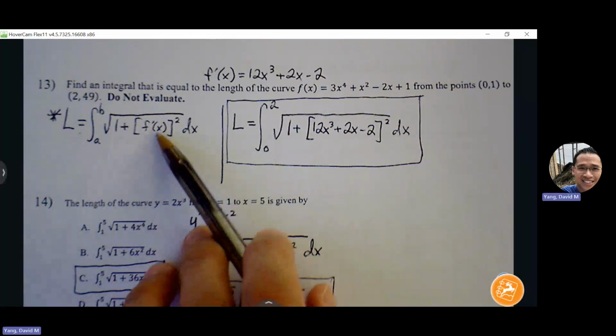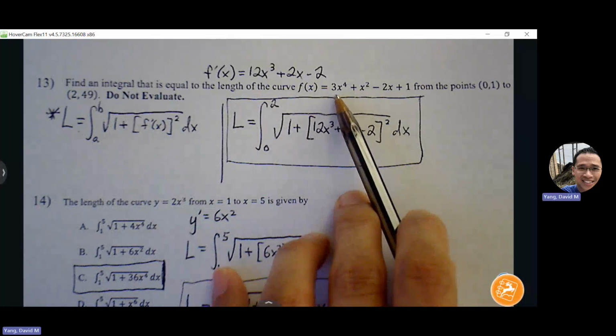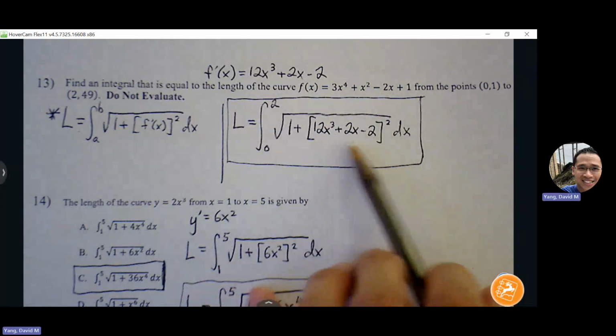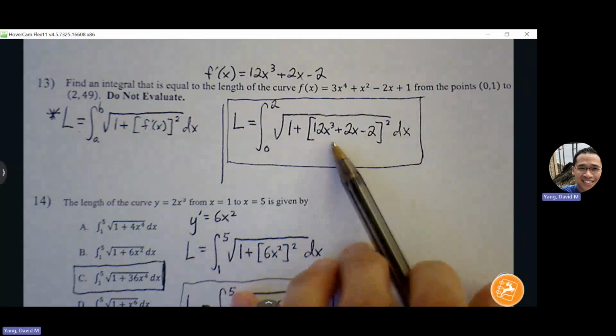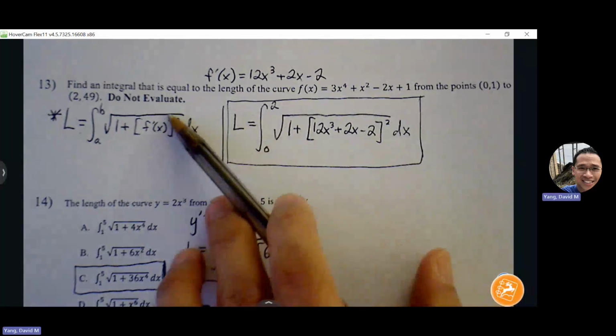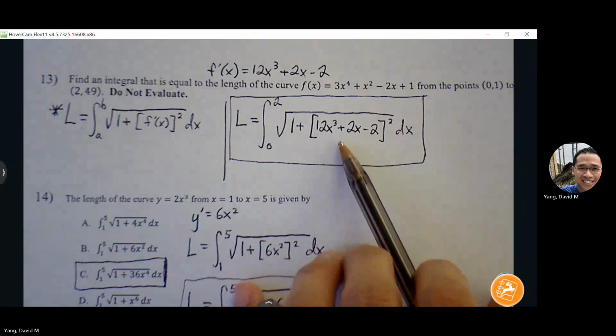f prime is going to be the derivative of our function, so 12x cubed plus 2x minus 2. That's going to go in this space, bracket squared. And it says just set up, do not evaluate. So we can leave it like this.